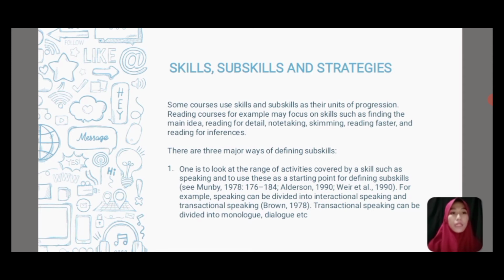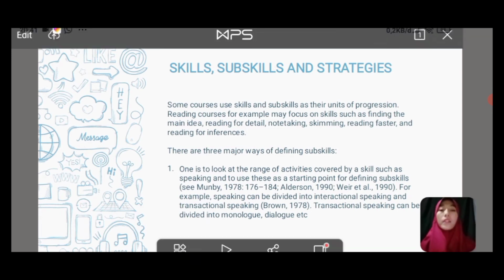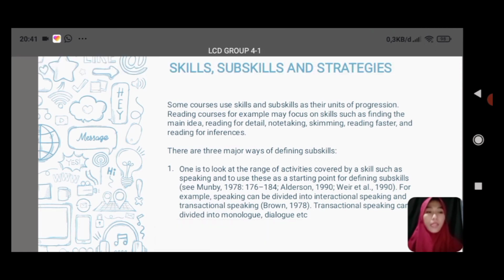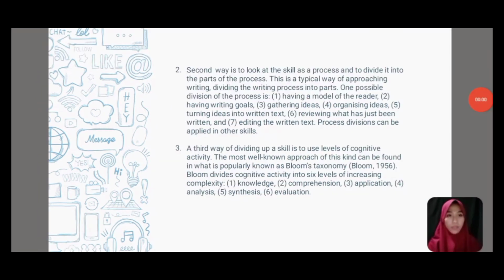For example, speaking can be divided into interactional speaking and transactional speaking, in Brown's opinion. Transactional speaking can be divided into monologue and dialogue and other. Number 2. The second way is to look at the skill as a process and to divide it into the parts of the process. This is a typical way of approaching writing, dividing the writing process into parts.